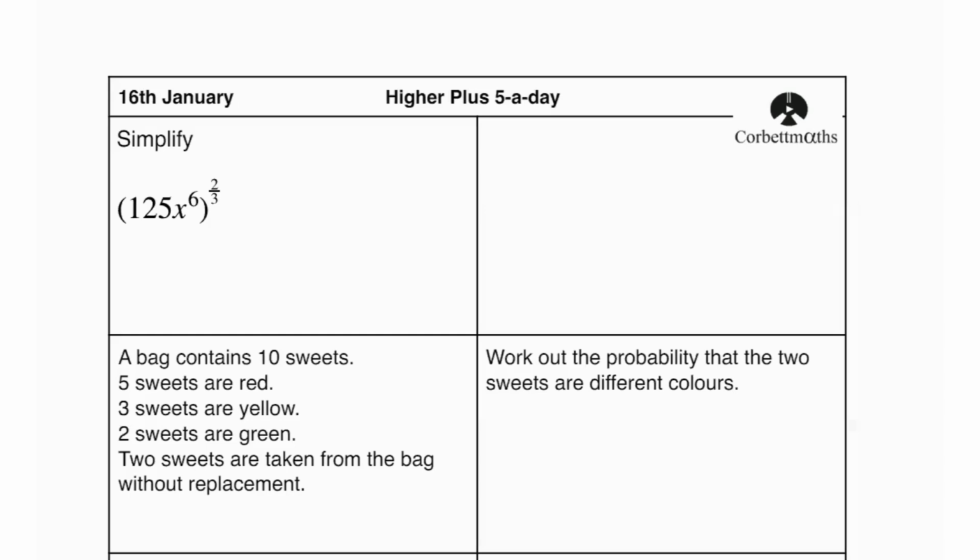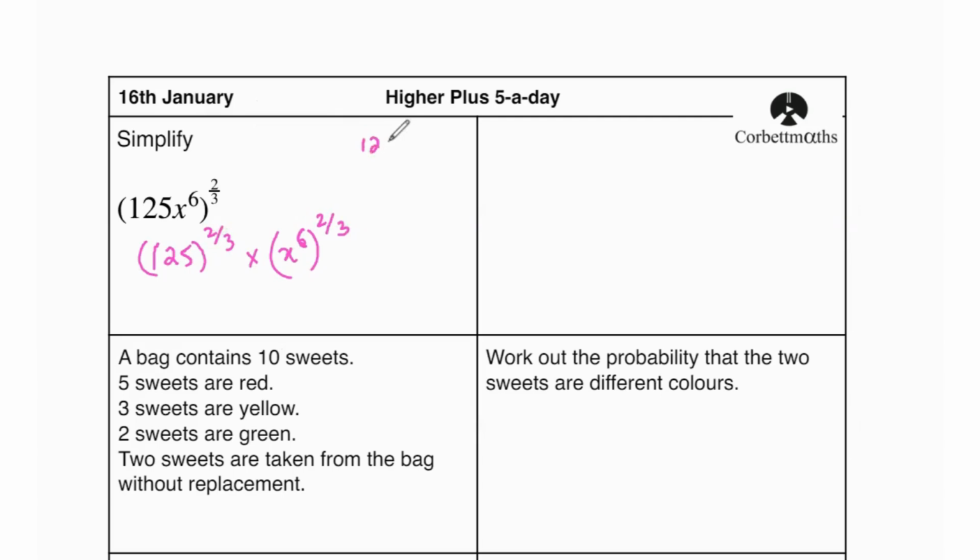First question says simplify 125 times x to the power of 6, whole power 2 over 3. Whenever there's a power outside the bracket and inside the bracket, they get multiplied. And if there's a coefficient with a variable, the power gets distributed to the coefficient as well. So it's going to be 125 to the power of 2 over 3 times x to the power of 6, whole power 2 over 3.